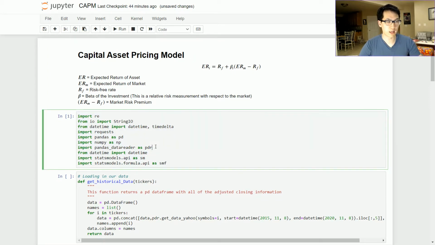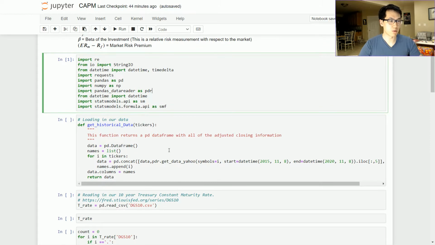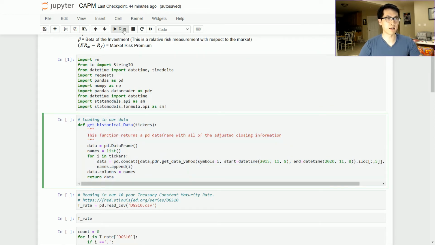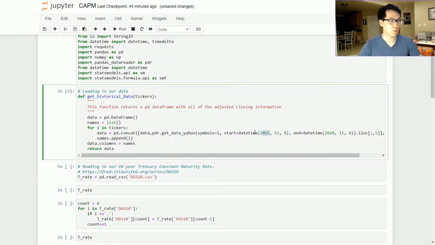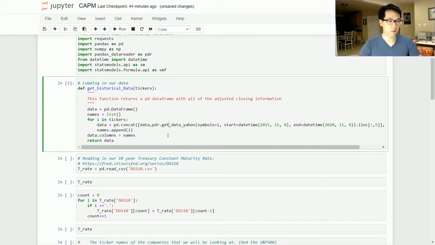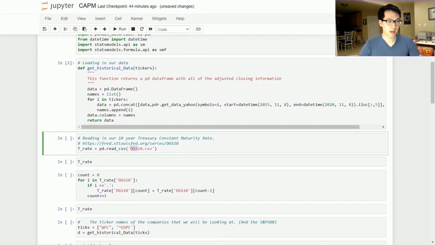This is just loading in models and modules, and this is a function that I created to load in the data. I'll be using data between 2015 and 2020, so 5 years' worth of data, and right now it's November 8th, so I just started from November 8th, and we'll be returning a data frame over here. This one right here is the treasuries that I loaded over here. You can check out this website and play around with what that looks like and what time frame you want to work with.